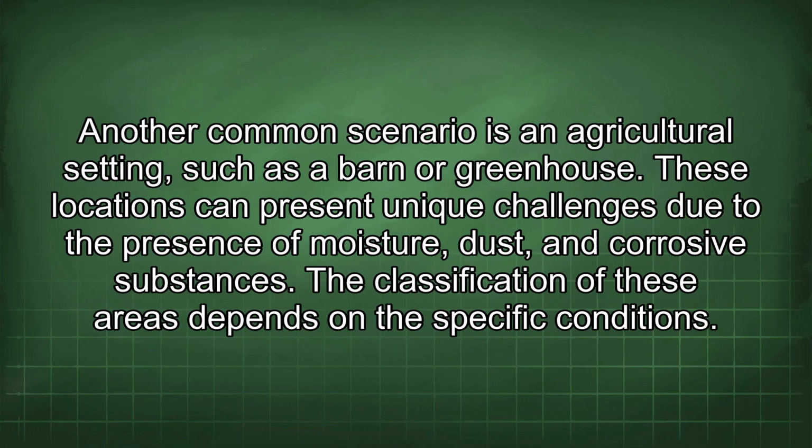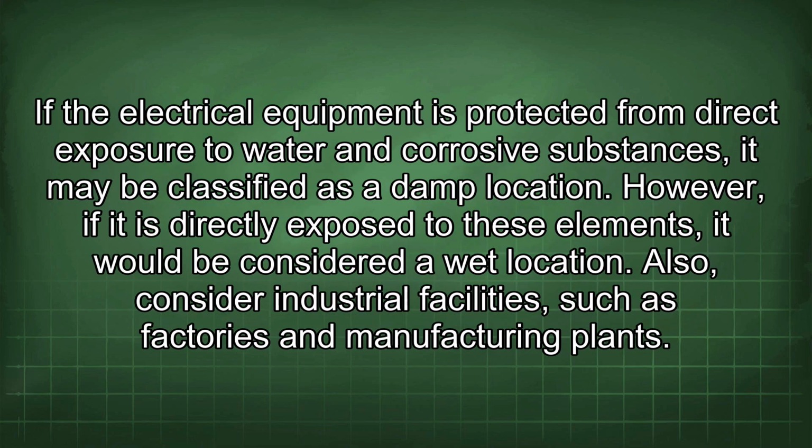Another common scenario is an agricultural setting, such as a barn or greenhouse. These locations can present unique challenges due to the presence of moisture, dust, and corrosive substances. The classification of these areas depends on the specific conditions. If the electrical equipment is protected from direct exposure to water and corrosive substances, it may be classified as a damp location. However, if it is directly exposed to these elements, it would be considered a wet location.